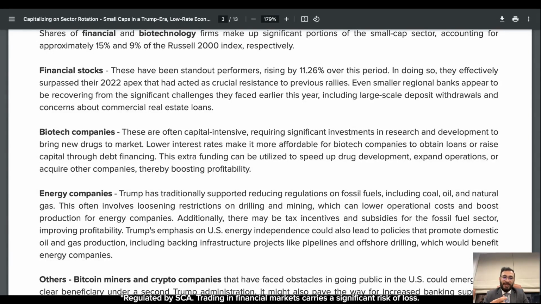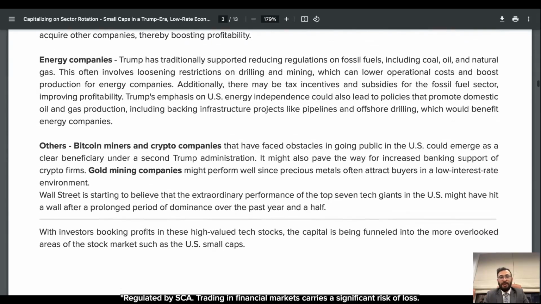The same goes for other sectors also, like Bitcoin miners and crypto companies, and gold mining companies, for example. Because in a lower interest rate cycle, people tend to buy more gold. They are more attracted towards gold-based investments. Even now, if you see, gold prices have jumped. So these are the sectors which can be looked into.